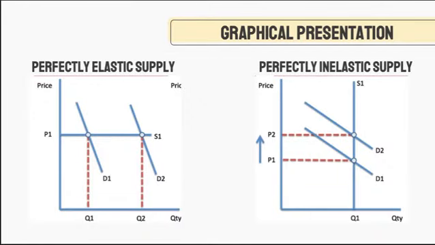As for the supply curve, a perfectly elastic supply is also horizontal. When the supply is perfectly elastic, an increase in demand can still be met even without any change in price. Then, the supply is perfectly inelastic if the supply curve is vertical. The supply is fixed and cannot respond to the change in demand.